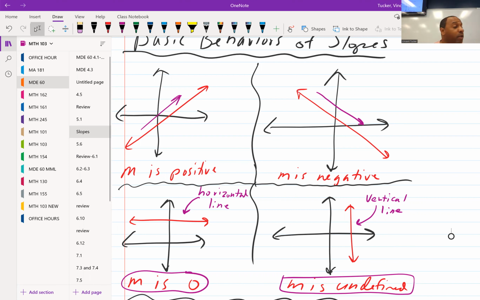Once again, reading your graph from left to right, if your line is going up, your slope is positive. If your line is going down, your slope is negative. If it's a horizontal line, your slope is 0. If it's a vertical line, your slope is undefined.